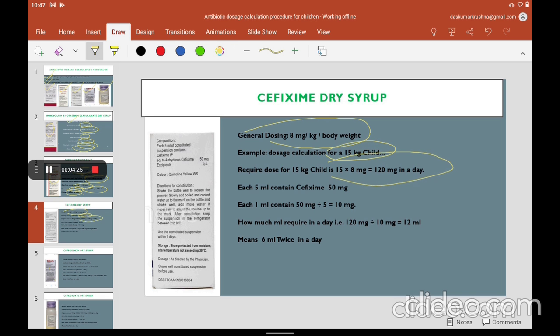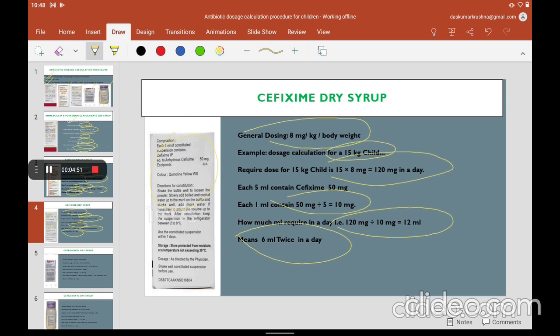Once again, look into the wrapper here. It is mentioned that each 5 ml contains cefixime 50 mg. Means 1 ml contains 50 mg divided by 5, equal to 10 mg. Then how much ml is required in a day? That is 120 mg divided by 10 mg equal to 12 ml. Means 6 ml twice in a day.